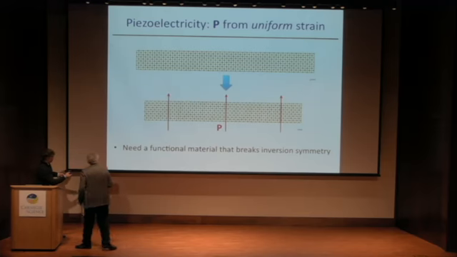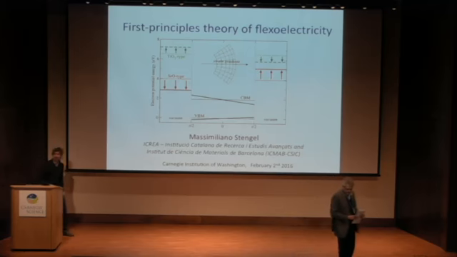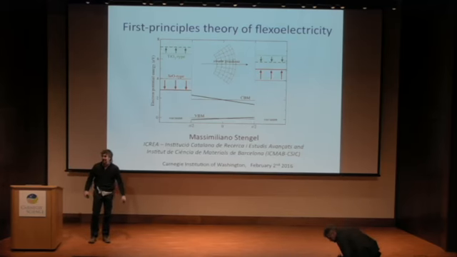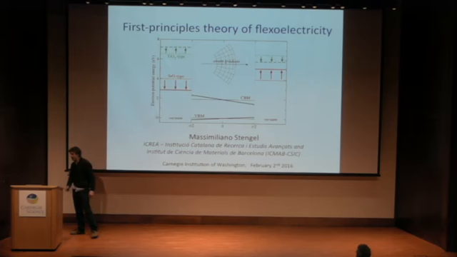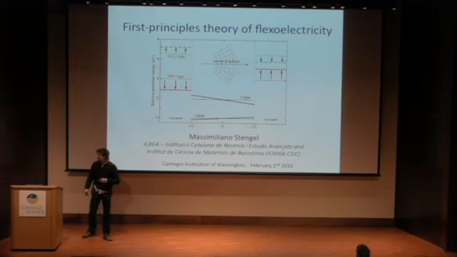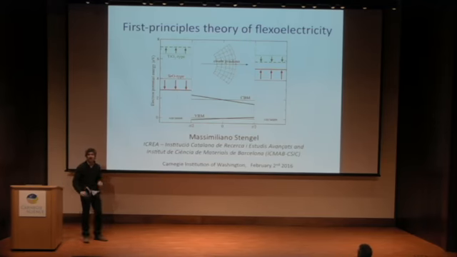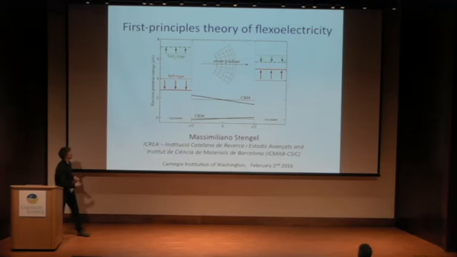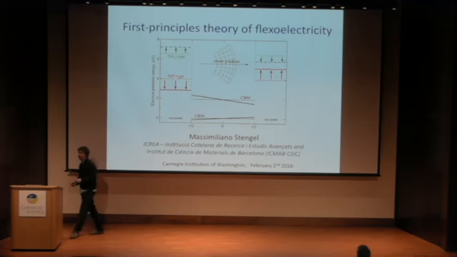Okay, excellent. I'm Massimiliano Stengel from Barcelona. I would like, first of all, to thank the organizers for inviting me here. It's great to be back to this conference after a few years. I'm going to talk today about flexoelectricity. In particular, I'm going to tell you a story about the advances in first principles theory that have brought us in the past few years, essentially from a pioneering stage, to the point where you can calculate not just the polarization, but the full electronic structure response to a complex deformation like a strain gradient.